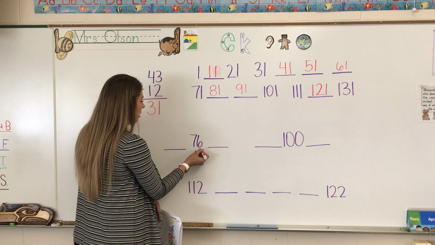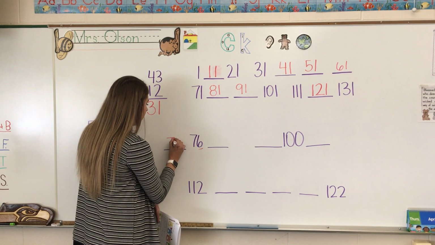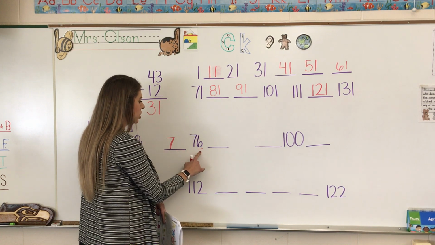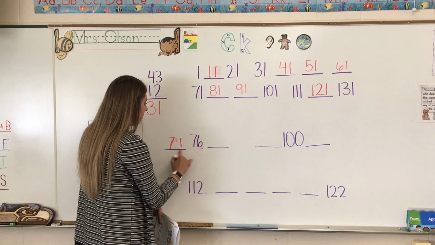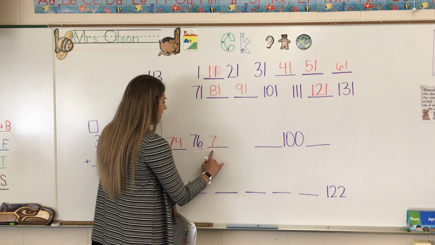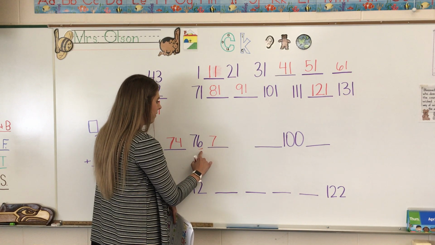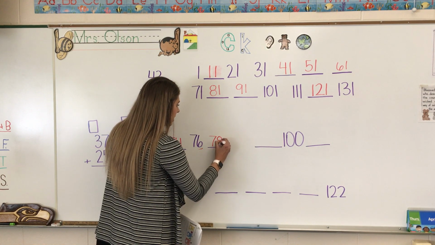So we know it's still going to be in the 70s. So we have 7, and then 2 less than 6, we'll put 4. So 74, 76, and we know it's still going to be in the 70s. So 6, 7, and then 8. So if we go 2 up from 6, it gives us 8.